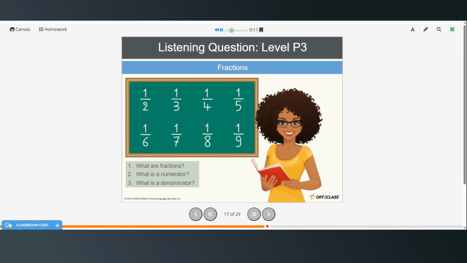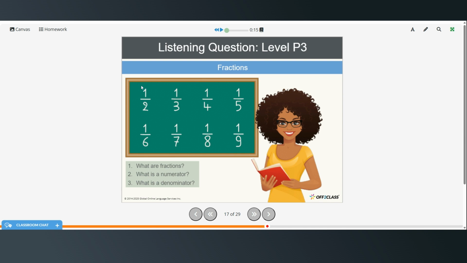Fractions. This mathematics teacher is talking about fractions. Listen to the teacher's explanations and examples. And here are some questions to think about. What are fractions? So we have some examples here. All of these are fractions.